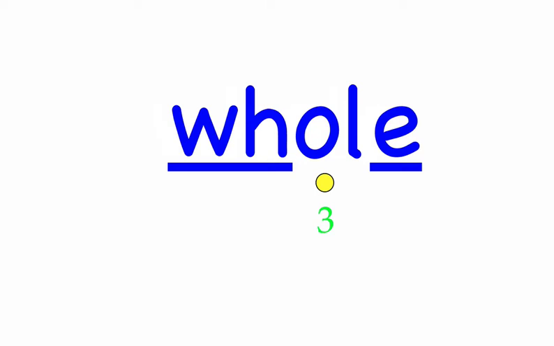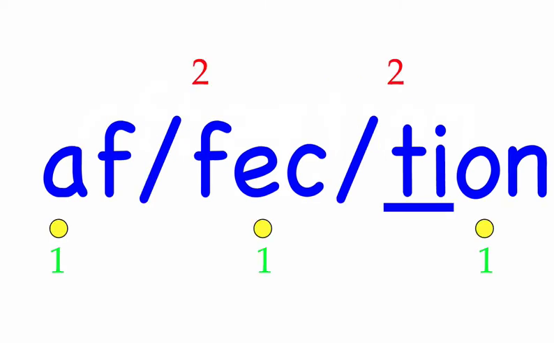Affection. Affection. We have great affection for you. Af, feck, shan. Af has two sounds. A, f. Feck, three sounds. F, e, k. Shan, three sounds. Sh, a, n. Af, feck, shan. Mark the word. Af, feck, shan.